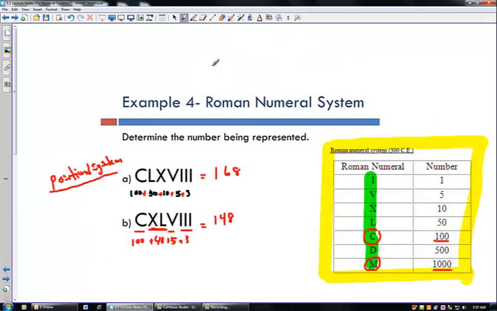Okay, so the Roman numeral system is rather easy when you get the hang of it. You just have to watch out for this stuff like LX here. That's actually 60, whereas XL is 40. And I mean, you've seen this before, right? I mean, you can write VI, which is 6, or IV, which is 4. So you've seen this before.